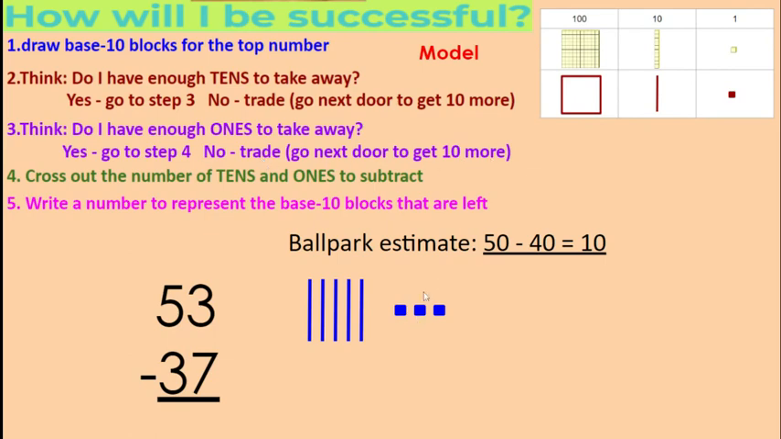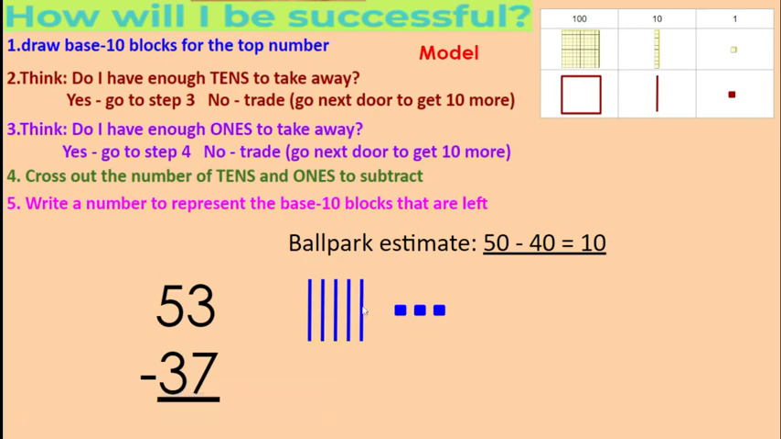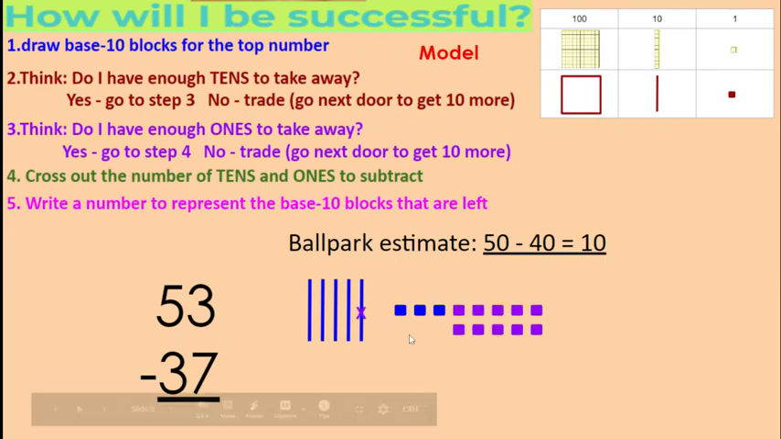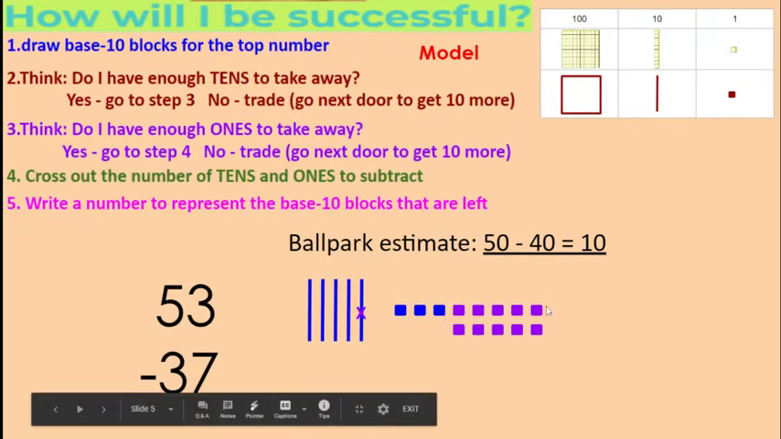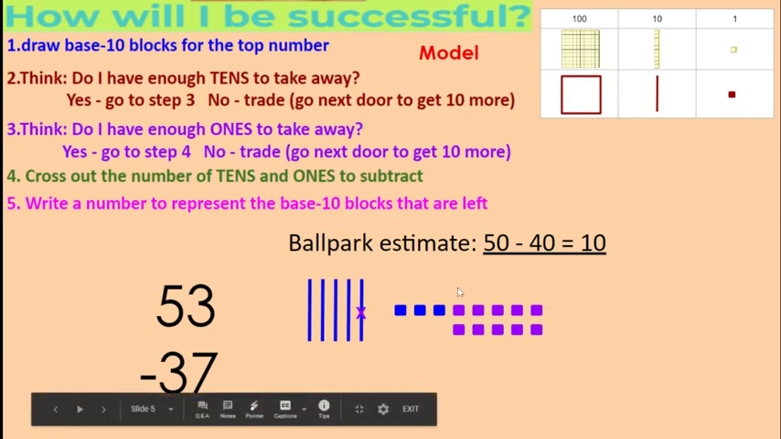So here are the 3 1s. I'm going next door to the 10s place to get 10 more. I'm going to cross off a 10 and break it into 10 more blocks or cubes. Now, I still have 53. It just looks different. I now only have 4 10s drawn, but now I have 13 cubes.